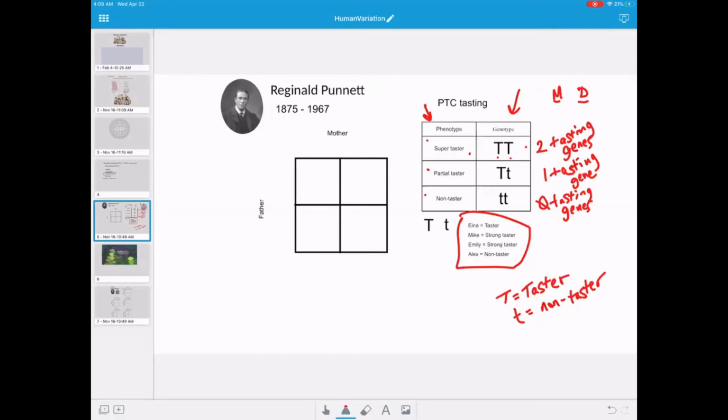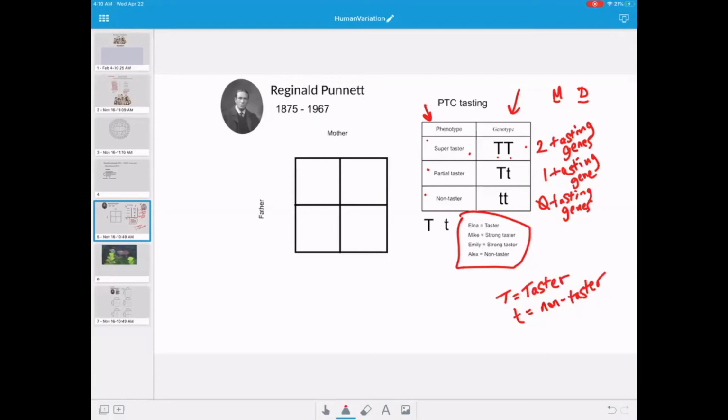So if you're a super taster, you're going to inherit 2 tasting genes, one from mom, one from dad. If you're a partial taster, you're going to get 1 tasting gene from one of your parents. If you're a non-taster, neither parent gave you a tasting gene. Again, it doesn't mean that your parents are non-tasters. They're just partial tasters or non-tasters. So it depends on their genotype and on their phenotype.